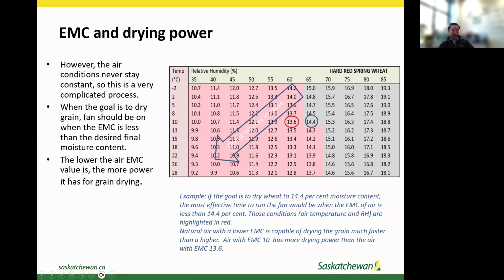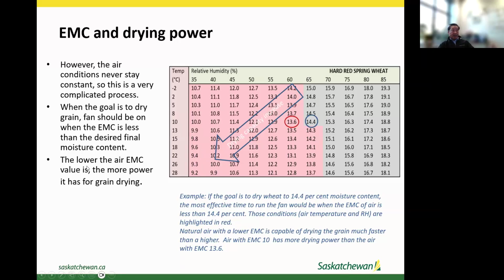Here's an example. If the goal is to dry the wheat to a moisture content of 14.4%, which is over here, any EMC numbers below this number would have the capacity to dry your grain, for example 14.3, 14.2, 14.0. But the drying power increases when the EMC number becomes smaller.